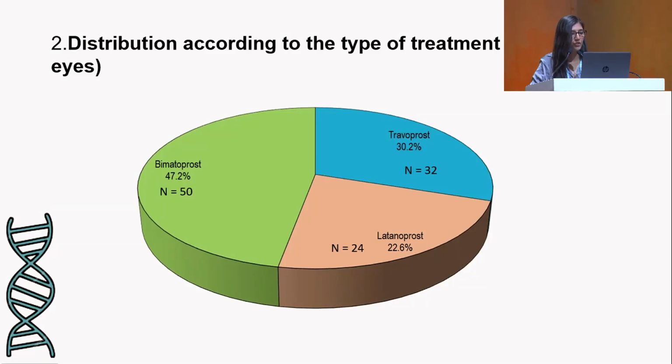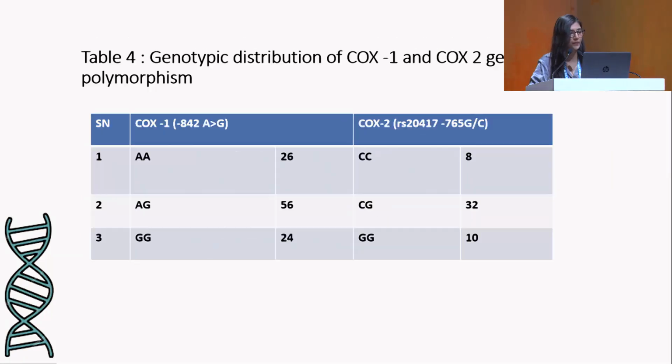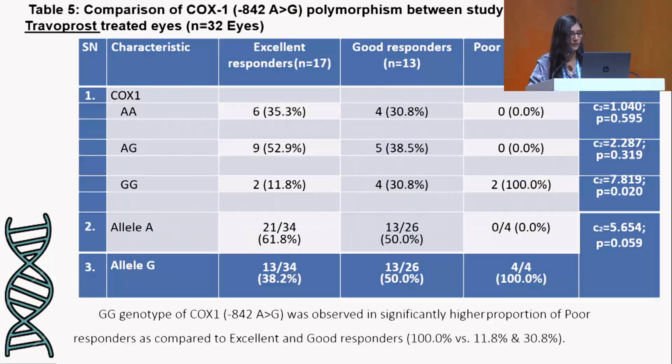This is the distribution according to the type of treatment, in which bimatoprost was given to 50 patients, travoprost to 32 and latanoprost to 24. This is the distribution of study participants according to the treatment response. Excellent responders were 61, good responders 39 and poor responders 6. This is the genotypic distribution of COX-1 and COX-2 gene polymorphism.